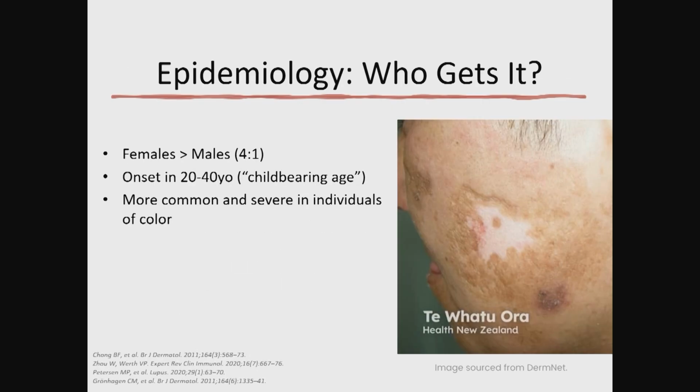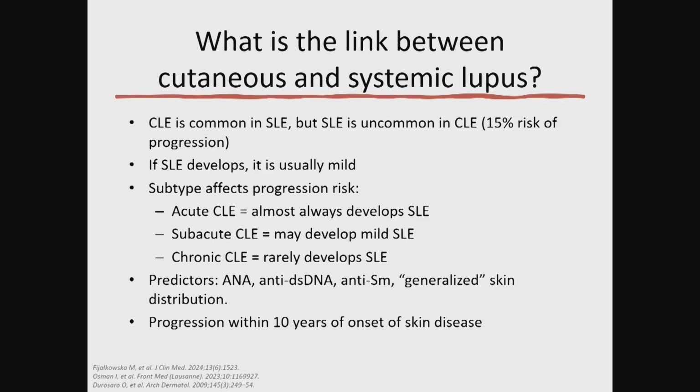Okay, so who gets cutaneous lupus? Whether it's the isolated form or the systemic form, so part of SLE, cutaneous lupus is primarily a disease that occurs in young women of childbearing age. Again, whether that's the isolated form, the cutaneous isolated, or as part of SLE. And it tends to be more prevalent and more severe in women of color. Okay, everyone with me so far? Good, making sense?